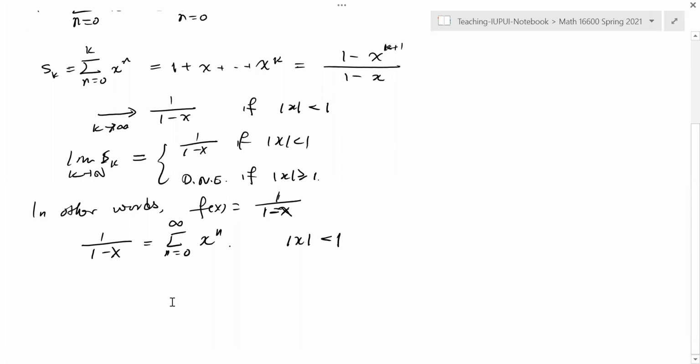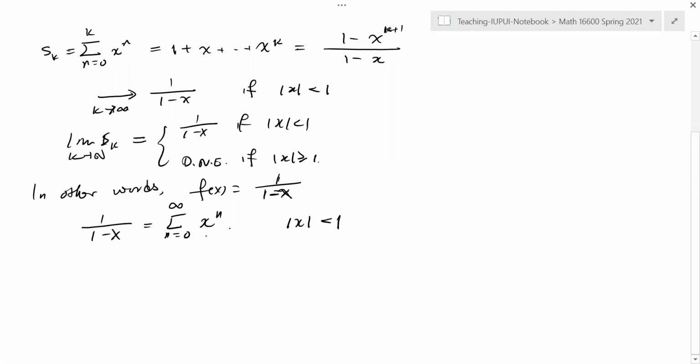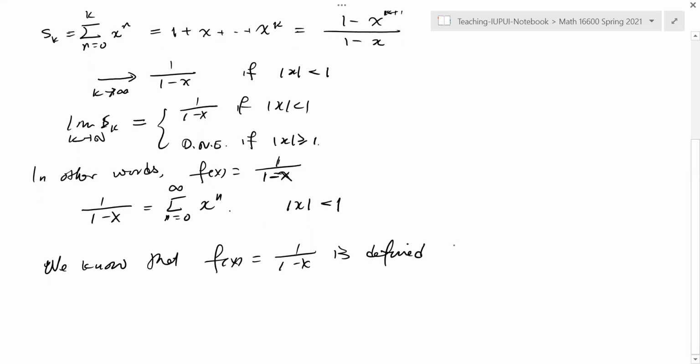Now you may ask, how about when x is outside this interval, from negative to positive? Can we still express it as a power series? The answer is yes. We know that f of x, 1 over 1 minus x, is defined for x not equal to 1.